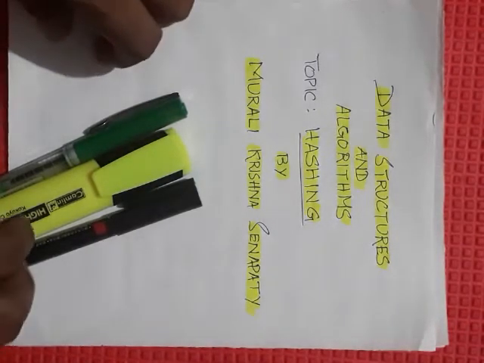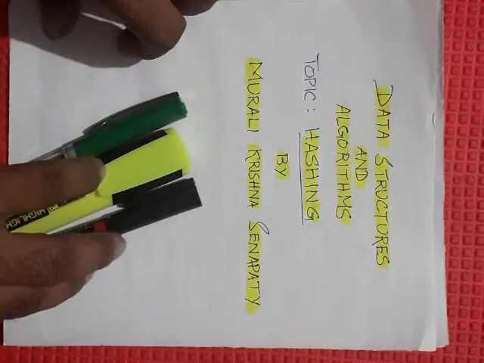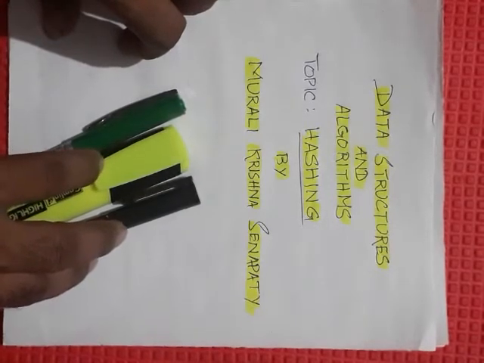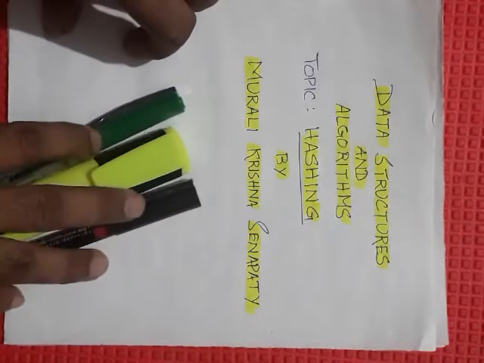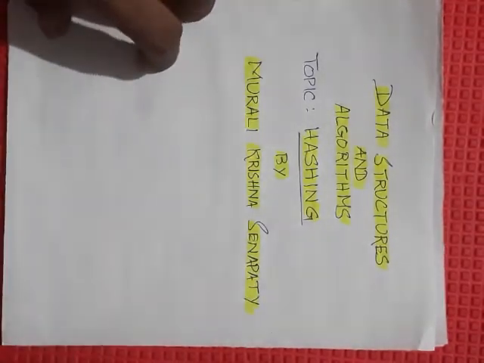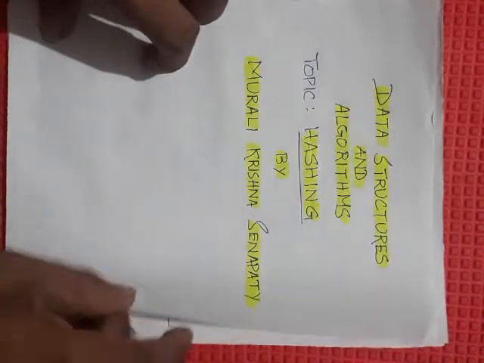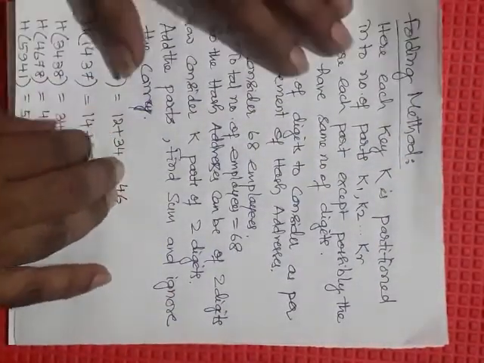Now, in the past class we have discussed two different hash functions, that is the division method and the mid square method. Now we need to discuss the folding method. So let us quickly go through that. So, we have the folding method.